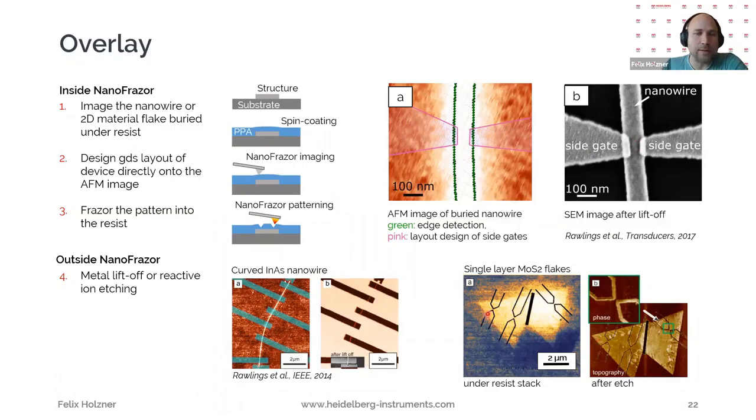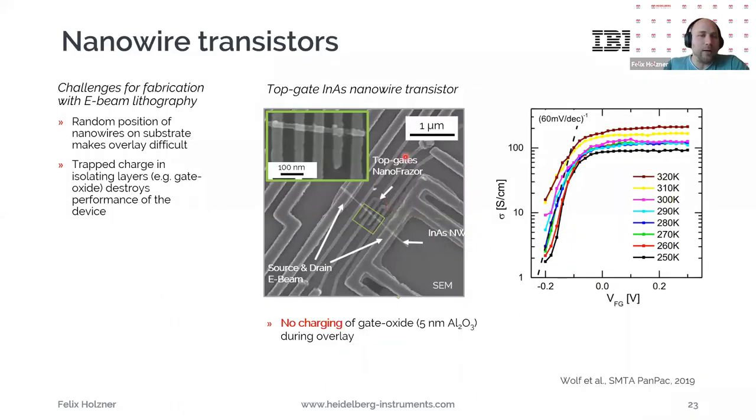And this approach is super sensitive. I mean, for me, it's still amazing. You can actually see one single layer MoS2 flake under 200 nanometer of resist. You can nicely detect it, as you see here, and then you write. You can shape in a way the flake on top in the resist and then etch it, like in this case here. And also about how this process works in detail, we have a separate webinar on this. Okay, with this overlay, you can make, for example, these top gates here on this indium arsenide nanowire transistor.